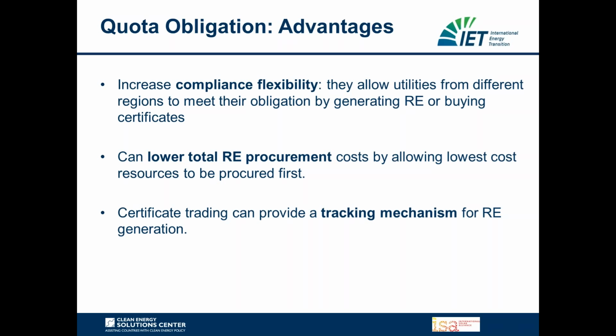The idea is also that by having this compliance flexibility, this should also lower the total cost for renewable energy procurement, because you can go to the low-cost resources. So you can go to a part of your country where solar PV is especially cheap because you have good solar radiation, instead of just installing a solar PV next to the utility, for instance, where this solar radiation might not be as good. And last but not least, certificates which are traded can also be used as a tracking mechanism.